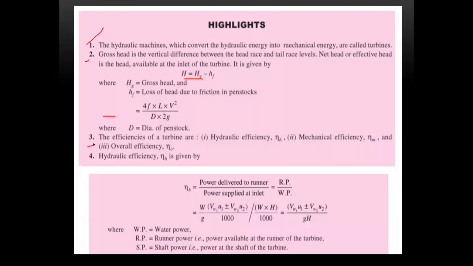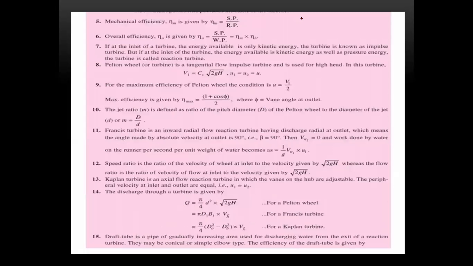What efficiencies are there? There are four efficiencies: hydraulic, mechanical, volumetric and overall. You can write the fourth one as volumetric efficiency. Then hydraulic efficiency is a formula. At the end I am showing you the formula sheet for everything, so don't worry.